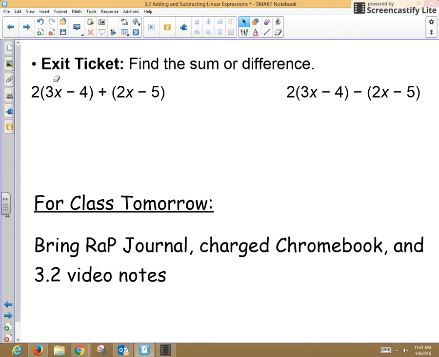And today I would like you to complete the exit ticket, find the sum or difference for these two expressions. And then in class tomorrow, I want you to bring your rap journal, your charged Chromebook, and your 3.2 video notes.